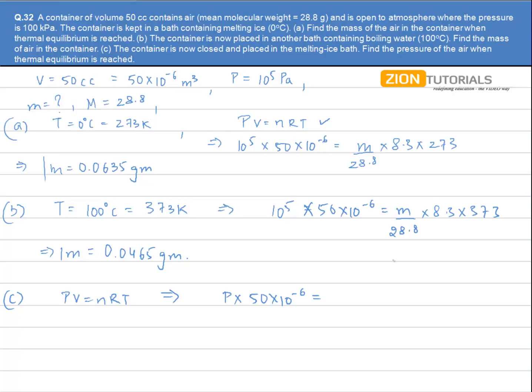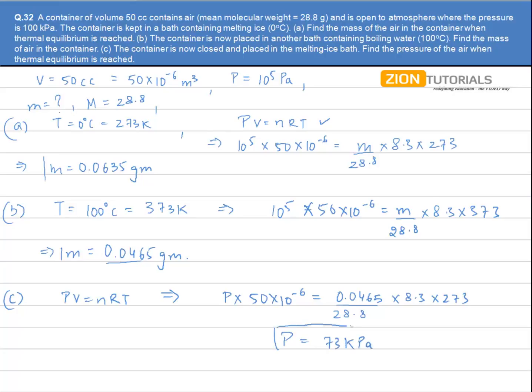Now what will be the number of moles? Now the C part was done after the B part. So basically we will take the number of moles as what we have calculated in the B part, 0.0465 divided by 28.8, right, into 8.3 into the temperature. Now it is in the melting bath, that means 273, right? So from here, if you calculate the value of P, you will get it as 73 kilopascals, right?